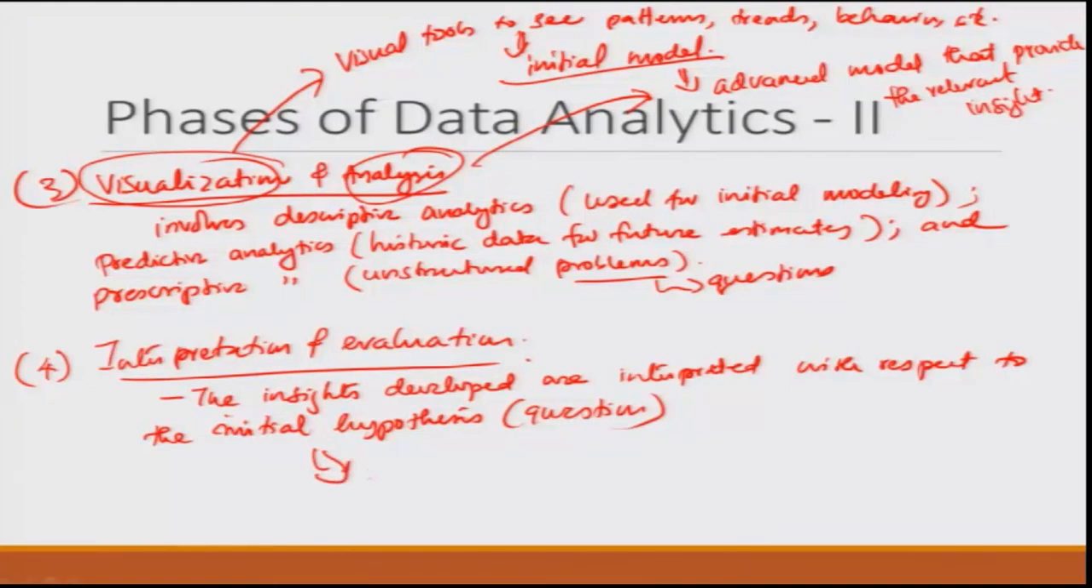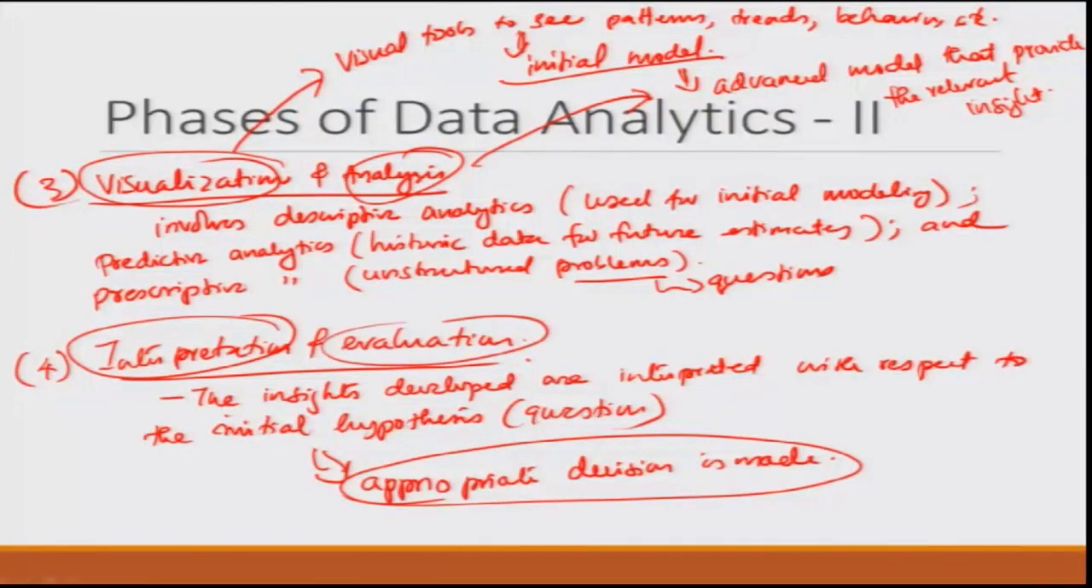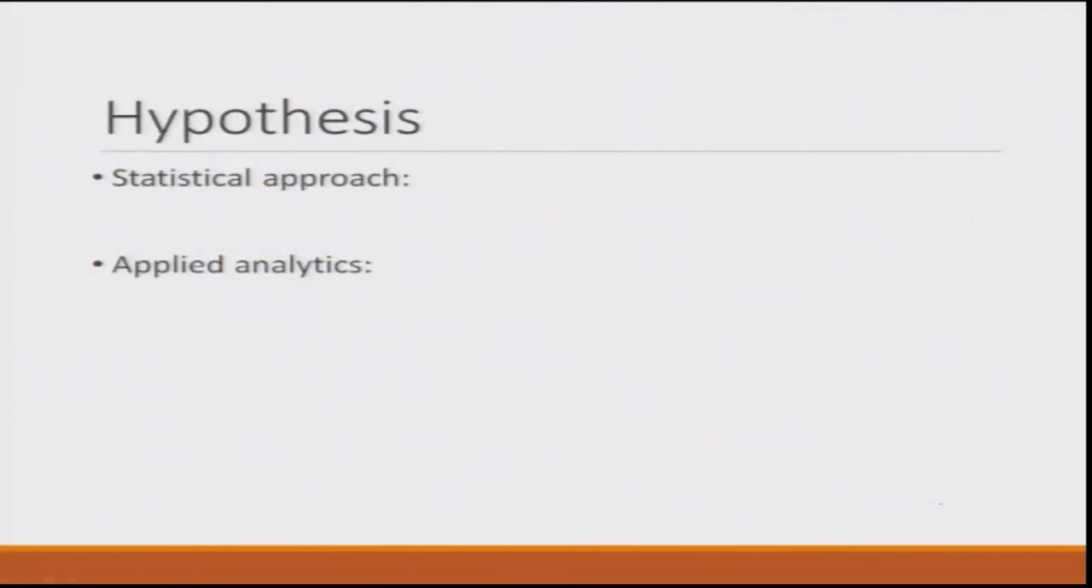Why are we doing this? So that an appropriate decision is made. You are interpreting the insights that are developed so that the appropriateness of the decision is made. That's where the evaluation comes in. This is also called alternative analysis as well. We will see all of this in the later classes in a much bigger way, but we are trying to talk about the major steps of this.